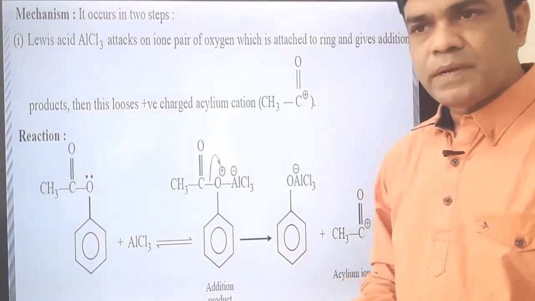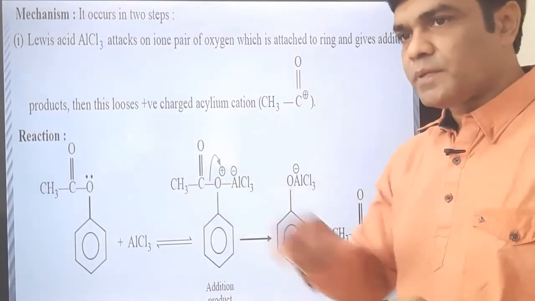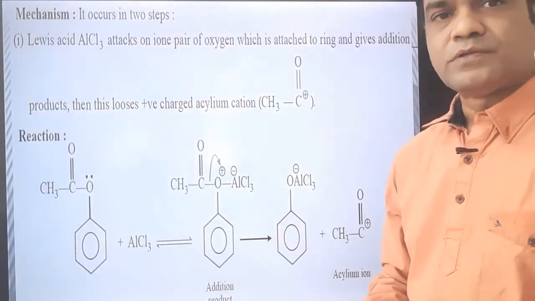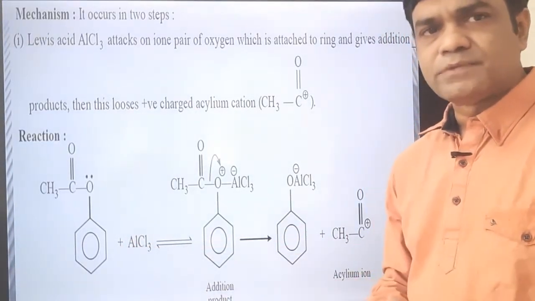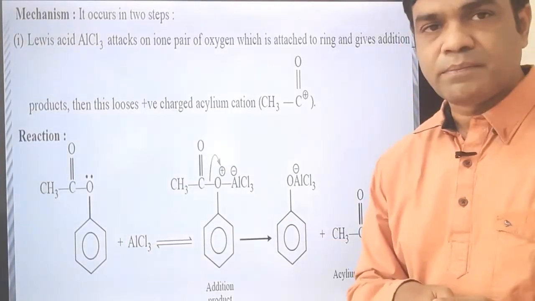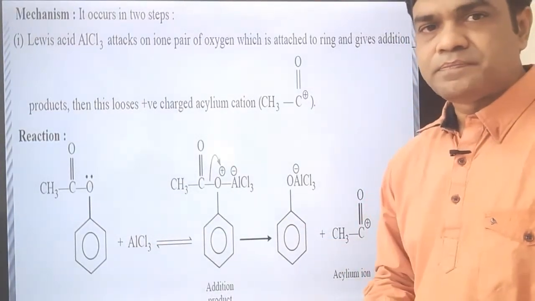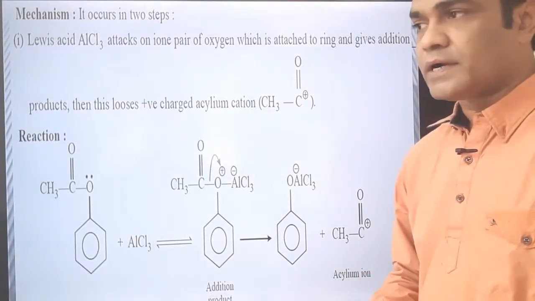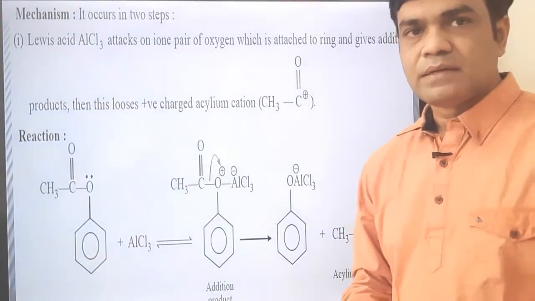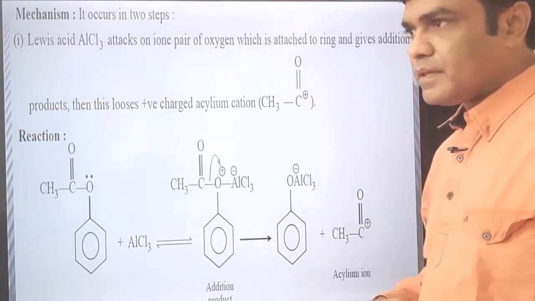Oxygen has a lone pair of electrons. Aluminum trichloride, as you know, is a Lewis acid catalyst. Why is it a Lewis acid catalyst? Because aluminum is attached to 3 chlorine atoms, aluminum is in the center, and its octet is not complete, because only 6 electrons are there in the outermost orbit of aluminum.